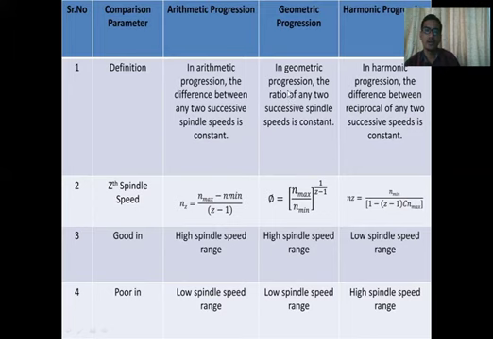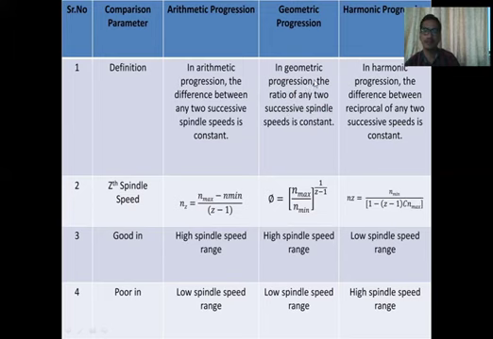Second, geometric progression: the ratio of any two successive spindle speeds is a constant. That law of progression is called a geometric progression. Means if you take the ratio n2 upon n1, n3 upon n2, n4 upon n3, or n5 upon n4, that ratio becomes constant. So such a law of progression is called a geometric progression.